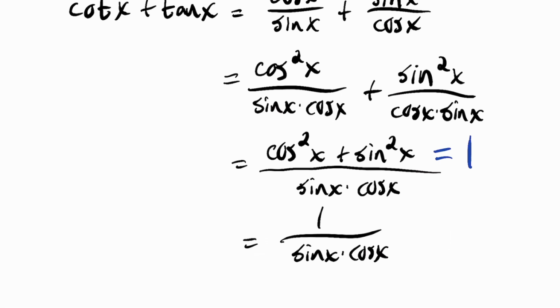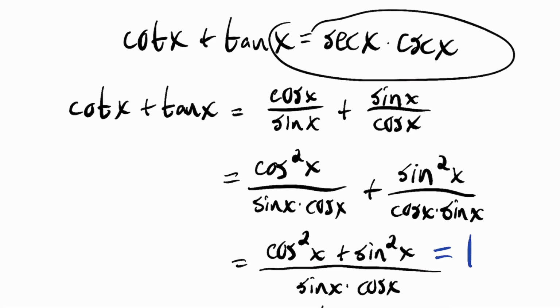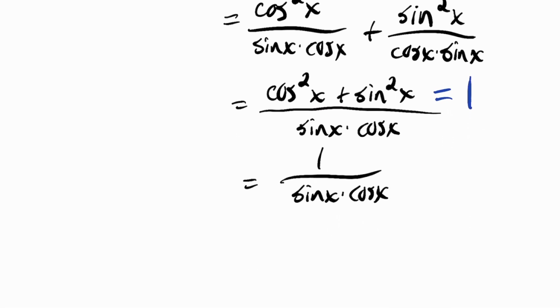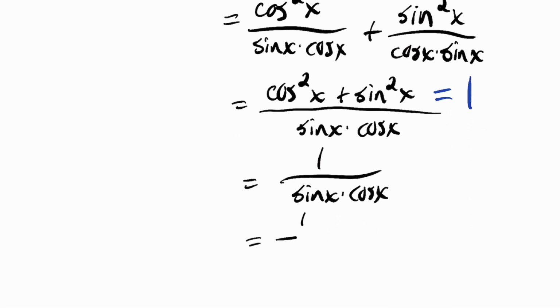Okay. Well, remember, don't forget our goal. I want to have secant times cosecant. That is the goal. So here, I can separate this into two fractions. If you have 1/4 times 1/5, that's 1 over 4 times 5. That's the same thing, yes? But you can reverse it as well. You can separate the fractions. So I'm going to do that, and I'm going to have 1 over sine of x times 1 over cosine of x. With this, we're just about done.